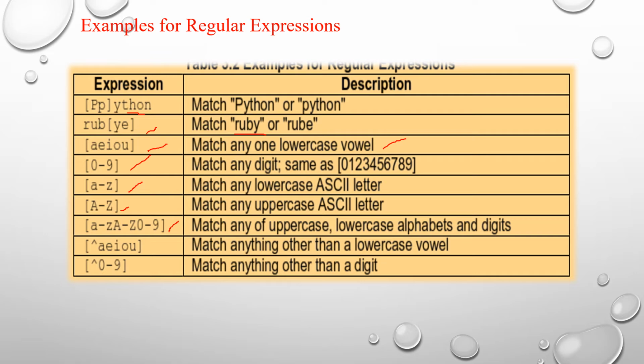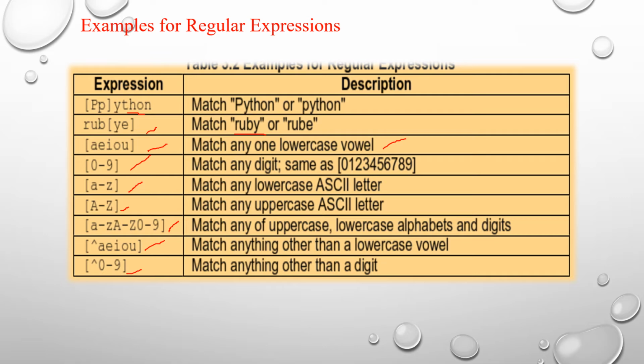Next one is a to z lowercase, A to Z uppercase, and 0 to 9, all enclosed within the square brackets. The description is: match any uppercase or lowercase alphabets and digits. The next one is caret aeiou enclosed in square brackets: match anything other than a lowercase vowel. The next one is caret 0 to 9: match anything other than a digit.